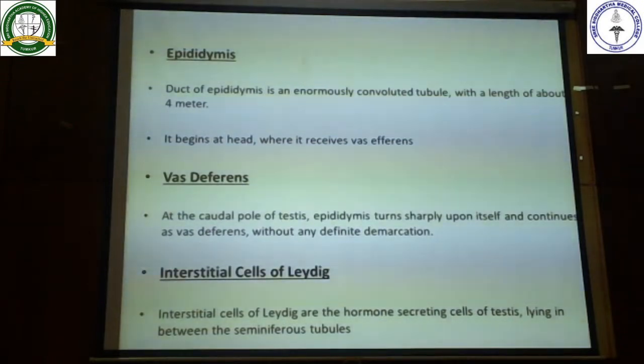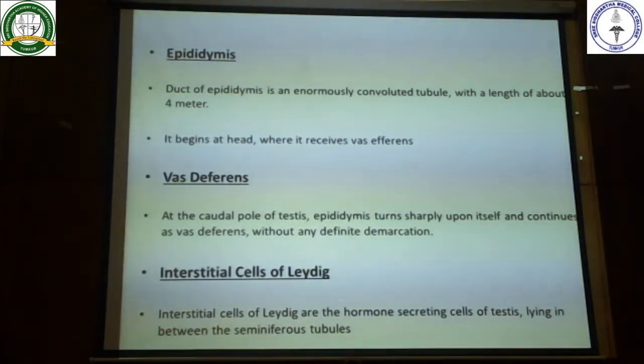The epididymis has 3 parts, as you all know by now: the head, the body, and the tail of the epididymis, which continues as the next portion, the vas deferens. At the caudal pole of the testis, the epididymis takes a sharp U-turn and continues as the vas deferens without any demarcation. The last portion of the parenchyma of the testis is the interstitial cells of Leydig.